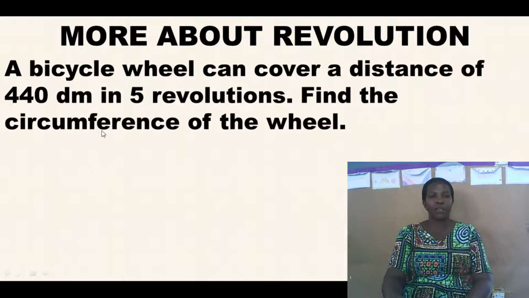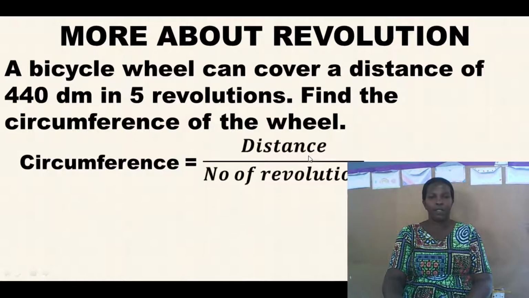Remember, as we look at circumference, there are 2 ways of looking for circumference. We can use the formula. At the same time, we can use proportions. Now, borrowing knowledge from what the teacher taught, we shall say circumference is equal to distance divided by number of revolutions. Circumference is equal to the distance divided by the number of revolutions.